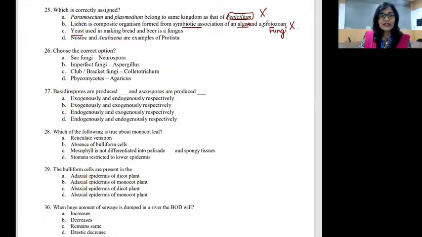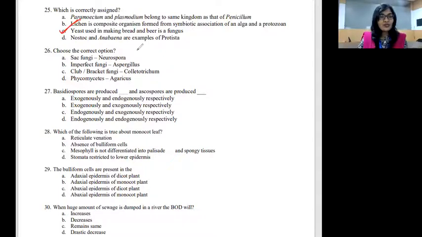Yeast, like Saccharomyces cerevisiae, you have to remember this. Saccharomyces cerevisiae is the one which is helpful to make bread and beer, and it's a fungus. Yes. And Nostoc and Anabaena are protists? No, they are not protists. Nostocs are going to be what kind of bacteria? They are bacteria. Anabaena is a bacteria. So this is a wrong statement. So what is the correct statement? We can say it is going to be option C.